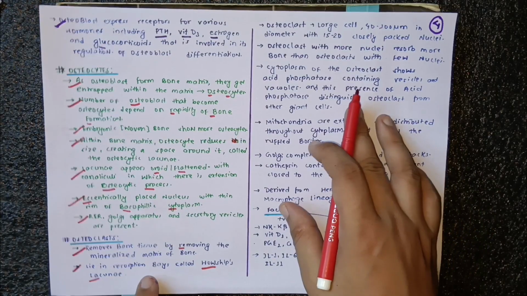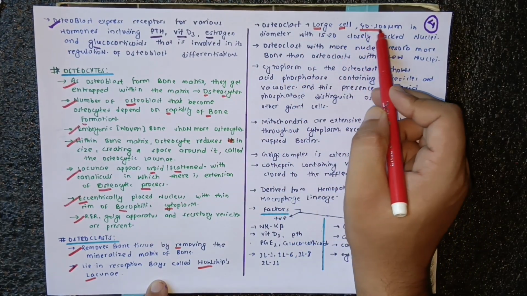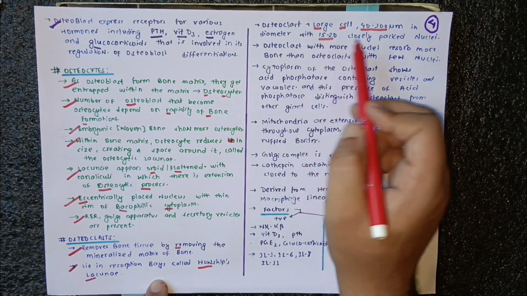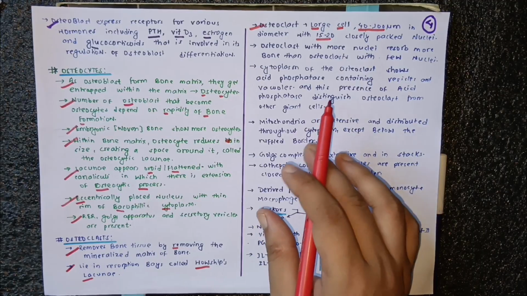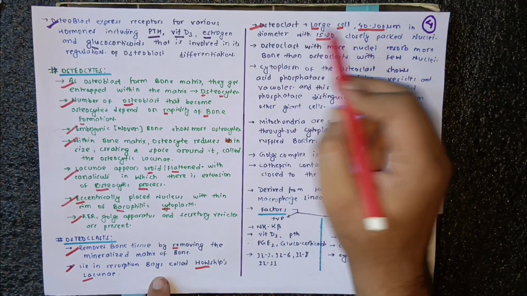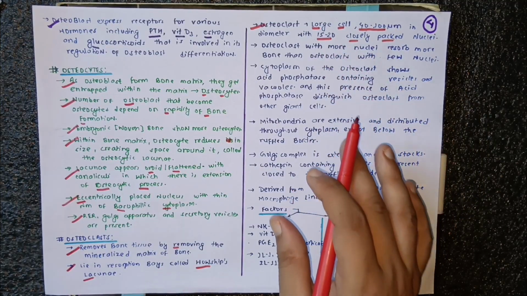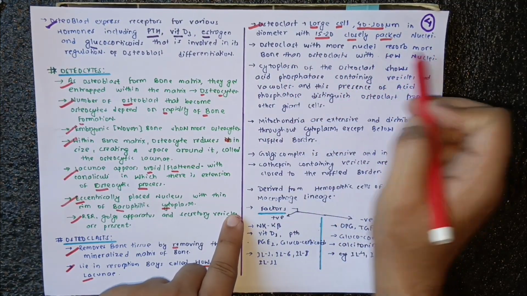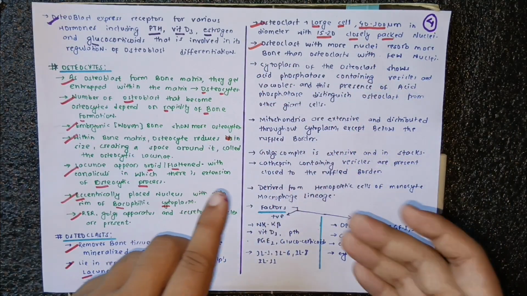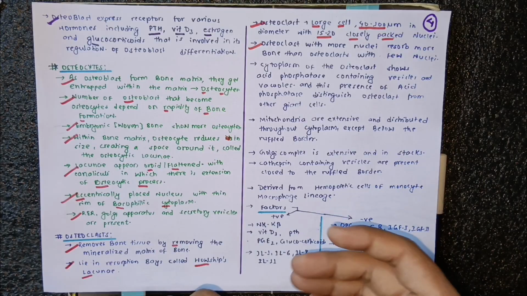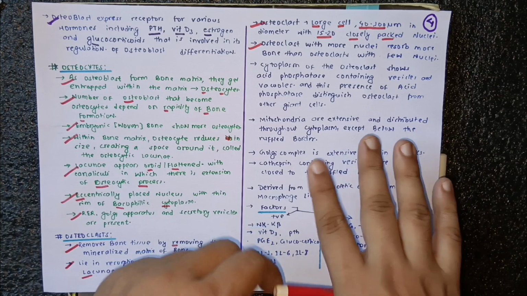Osteoclasts are large cells, 40 to 100 micrometers in diameter, with 15 to 20 closely packed nuclei. This is the morphology of the osteoclast, and the distinguishing feature is these closely packed nuclei. An osteoclast with more nuclei resolves more bone than one with few nuclei; with more nuclei it is more powerful, and with few nuclei it resolves less.